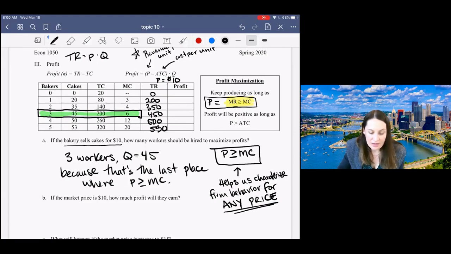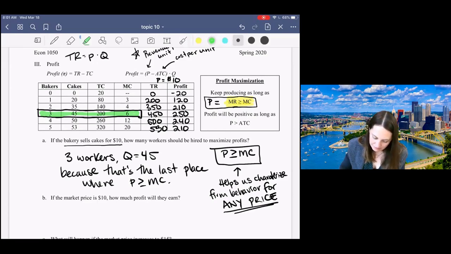And then profit will be total revenue minus total cost. So I'll just subtract. I got negative 20, 120, 210, 250, 240, and 210. Okay. So now you can see, yes, if the price is $10, this is the point of production that gives us the highest level of profits.